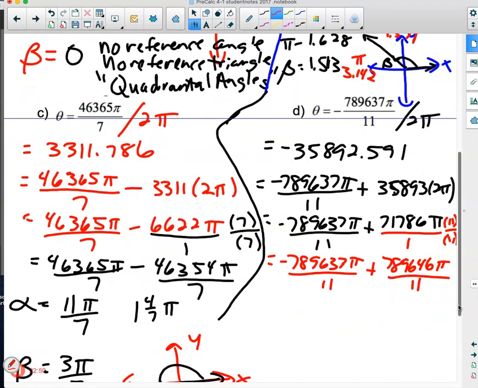So we have negative 789,637 plus 789,646. And again, you do that little bit of math of what's the difference between 37 and 46, and you get 9. And that's our coterminal angle, which we were to label alpha.